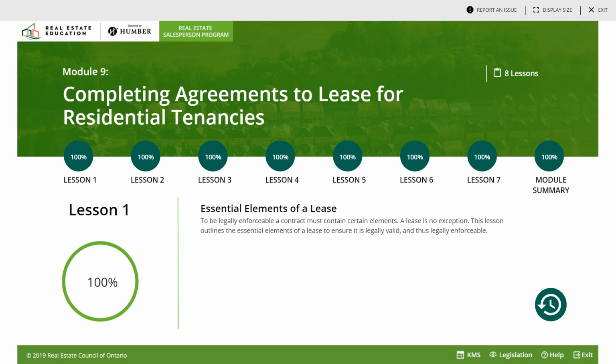The legal description is the municipal address and detailed info about the home must be included in the contract.